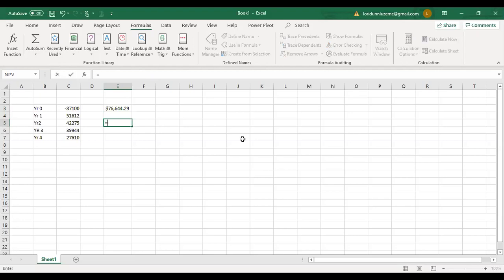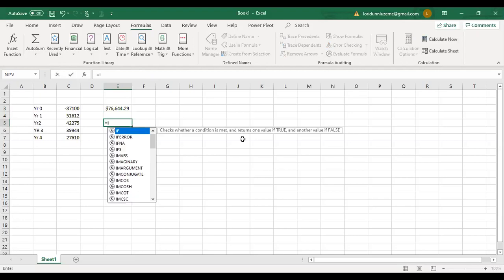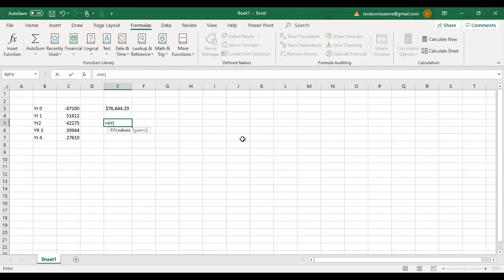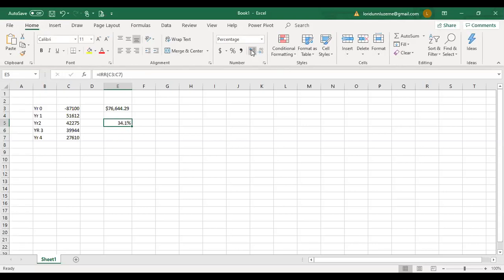Internal rate of return is much easier to calculate. Equals IRR, and then just put your range of all cash flows, C3 to C7. And you get 34%, which I'm going to make 34.1%. Okay, or you could do it in your calculator.